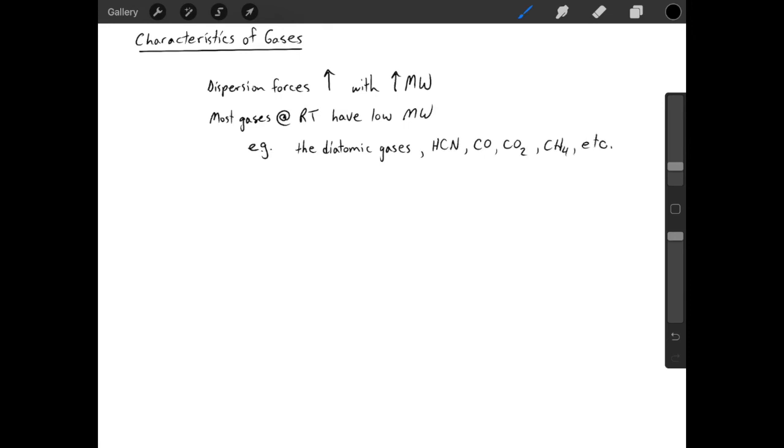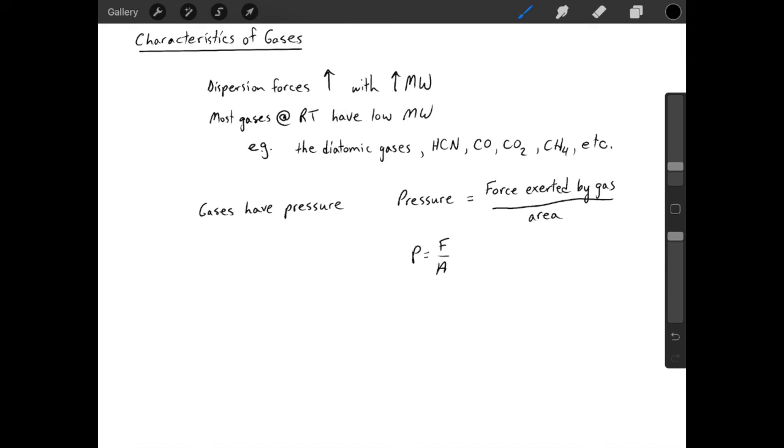And one final thing to think about when talking about characteristics of gases is the idea of pressure. All gases exert pressure on materials around them. Pressure is a force exerted by a material, in this case a gas, on a certain area. And in most contexts that we'll be discussing, this is going to be the force of gas particles colliding with the walls of any container that it might be in.